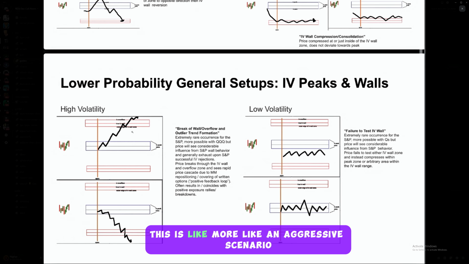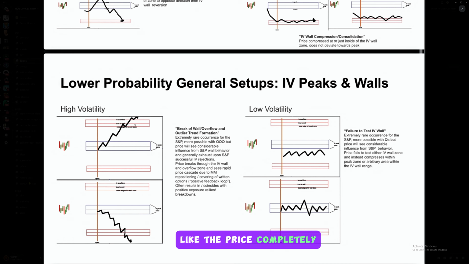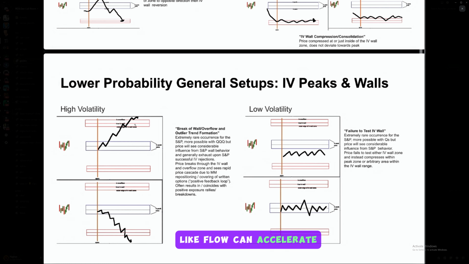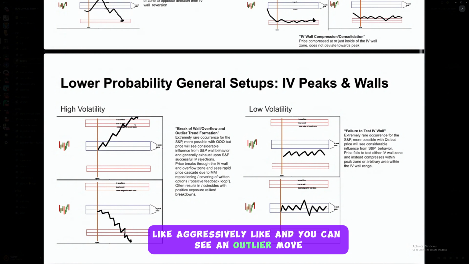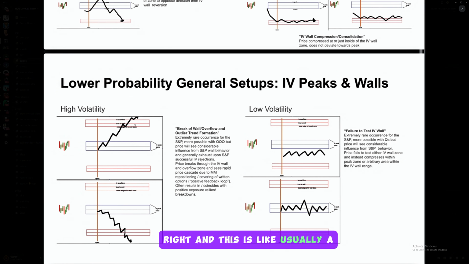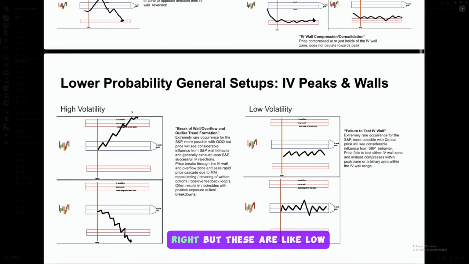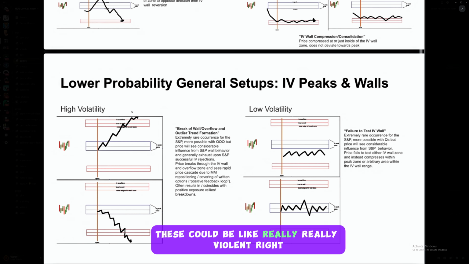So basically, this is more like an aggressive scenario. The price completely breaks through it. And once that happens, flow can accelerate aggressively, and you can see an outlier move, right? This is usually driven by unusual positioning, or you could say strong momentum, or some kind of event that keeps on happening every single day nowadays, right? These are low probability, but when they happen, these could be really, really violent.